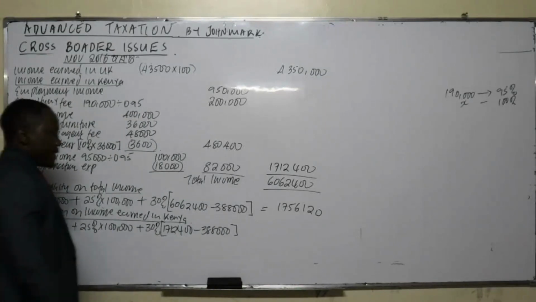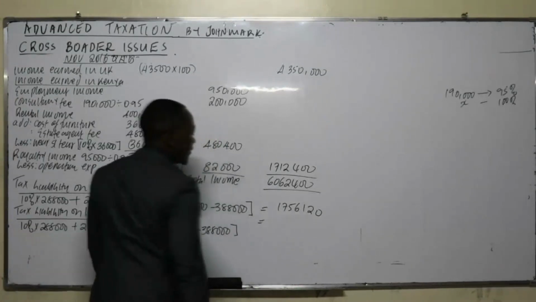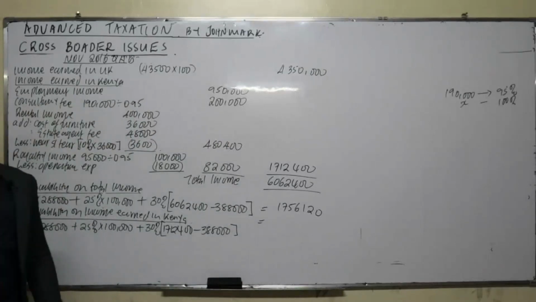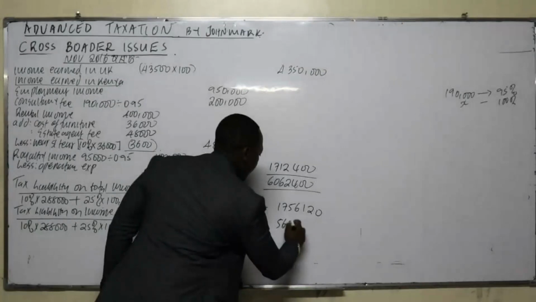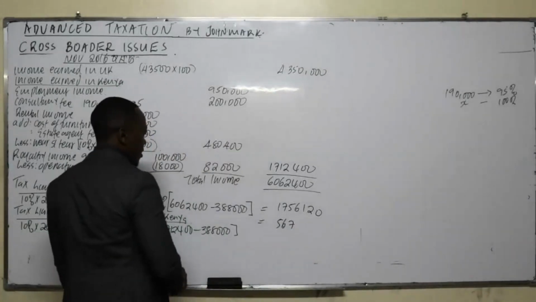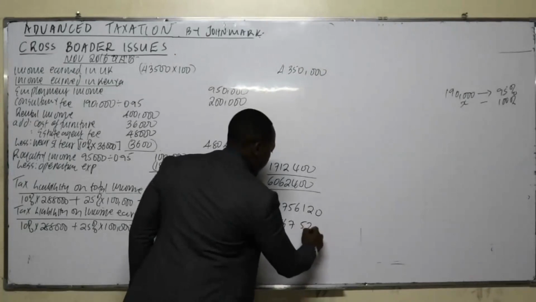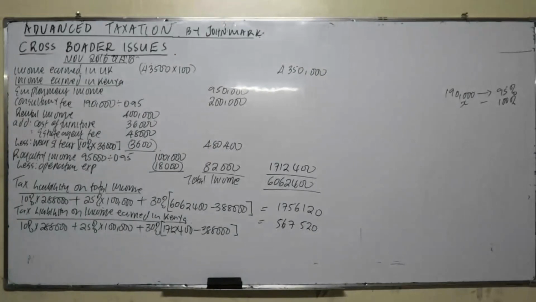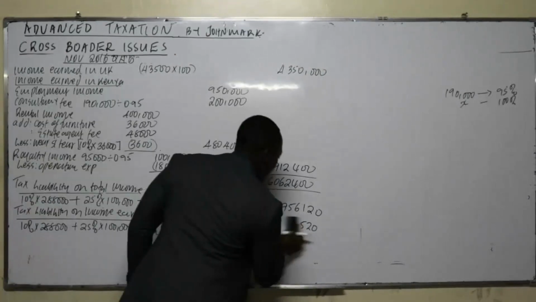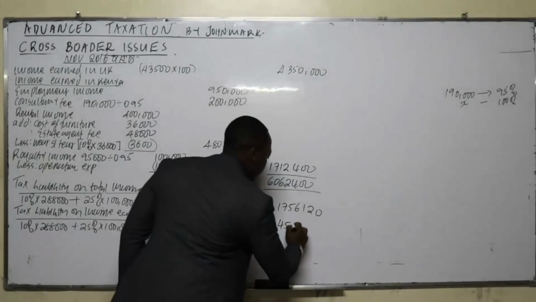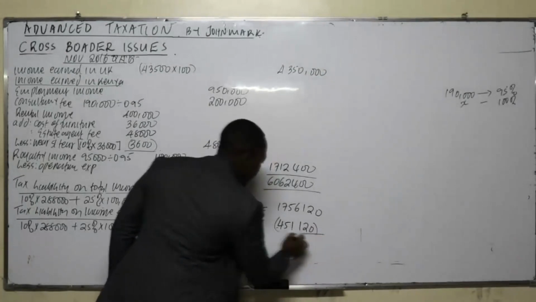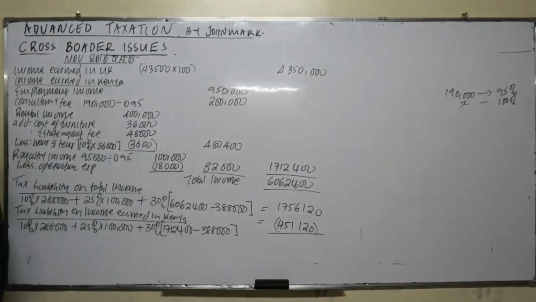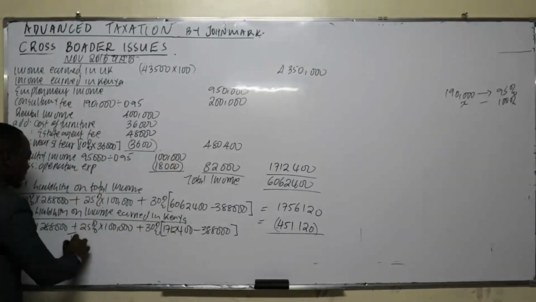What do you get? Sorry? 8,567,520. Subject to confirmation. Can others confirm? If you have a calculator, can you confirm? Woman reporter, you get, sorry? 451,120. Good.